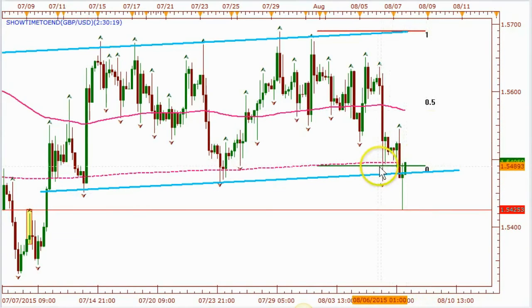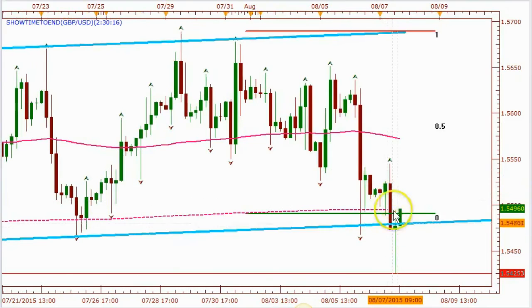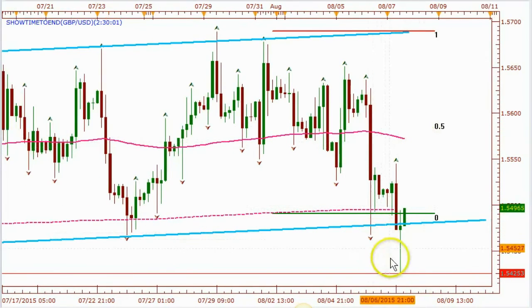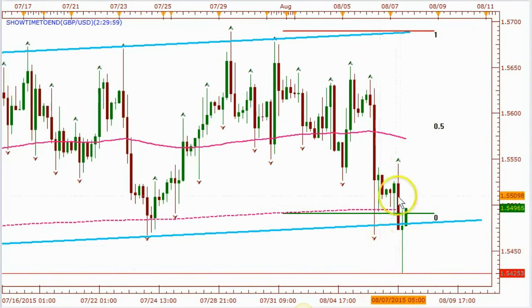All right, so currently we're sitting around 154.961. I was looking at a good entry in this area right here. So basically once you violated this big pin bar doji here, the top of this level, once you violated that level, that's where I think you should have taken your entry and let this market move to the upside. Stop loss down here or below this level and let this thing run.